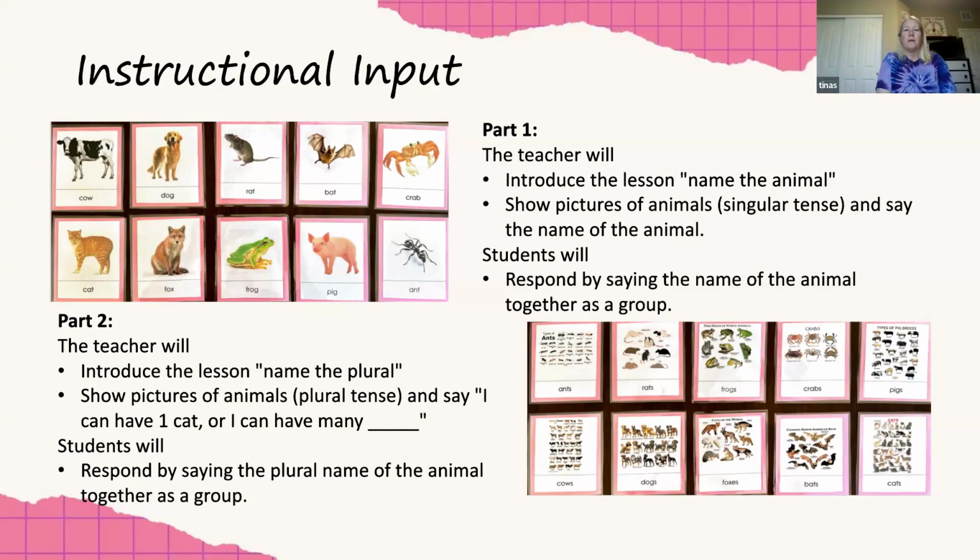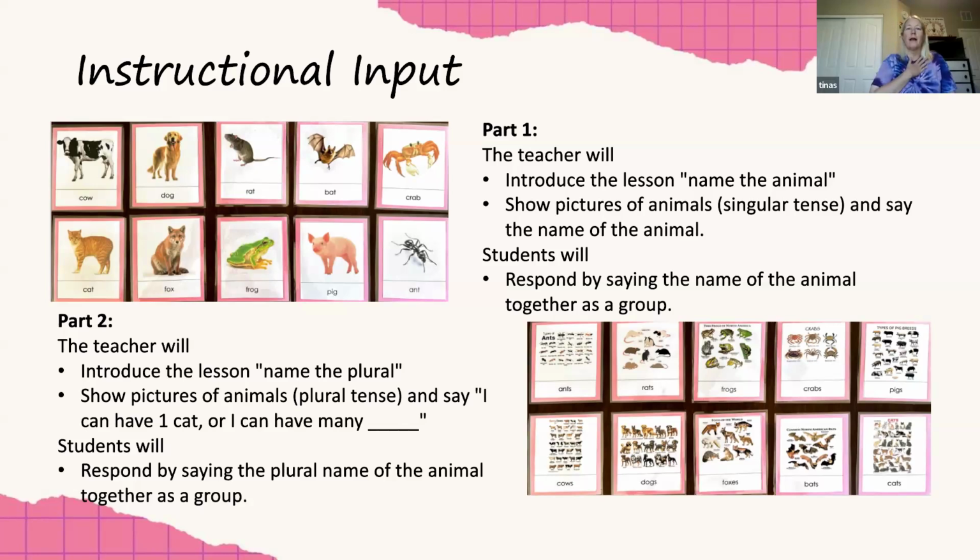Now we're going to talk about something new. We just talked about what we call it when we have one animal. We had one pig. We had one cat. We had one frog. But what if we have more than one? When that happens, it's called plural. Everybody say plural. Plural. Okay, plural means you have more than one. So now we're going to talk about what we call it when we have more than one.